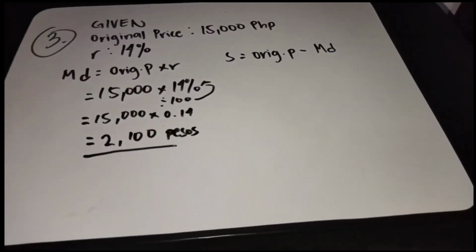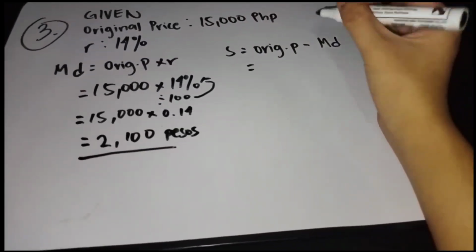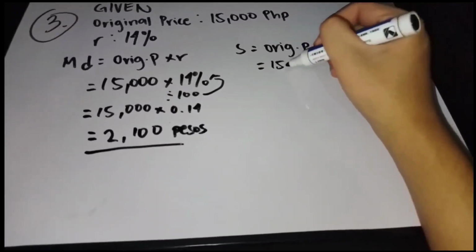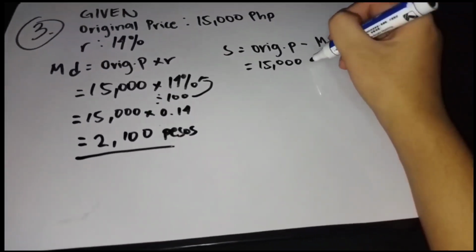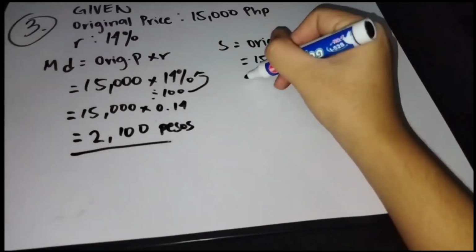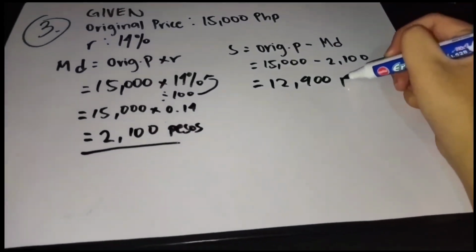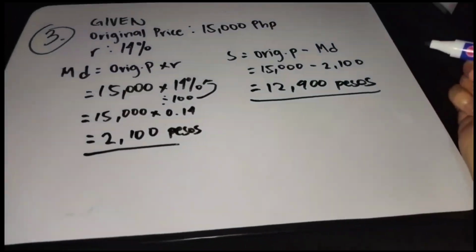For our selling price naman, we just have to get the original price and subtract it from our markdown. So, ang original price natin ay 15,000 pesos minus our markdown. Nakakakuha lang natin, that is 2,100 pesos. And our answer would be 12,900 pesos. So, that is now our answer. The table is now complete. So, did you get everything right too? Congrats! But for those who didn't, don't worry because you can always go back on your answer and see where you might have went wrong.